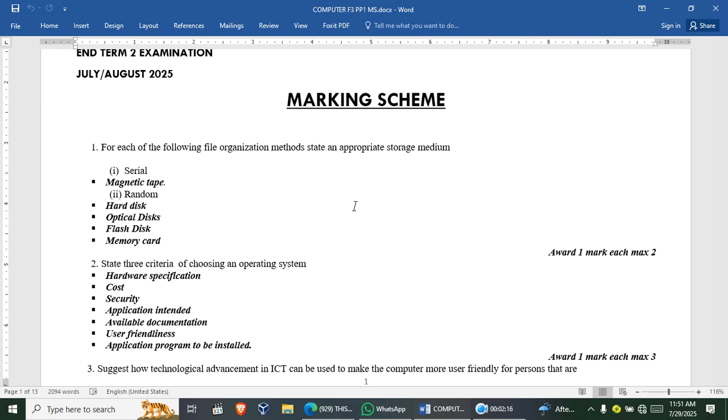Then availability of documentation. When you talk about documentation, these are the manuals. They are popularly known as manuals. They are guides that help you to operate a program. Then user friendliness. For example, when you compare the graphical user interface and command line interface, you'll notice that GUI, graphical user interfaces, are user friendly. They are easier to use compared with the command line, where you have to cram, you have to memorize the codes. Then you have application program to be installed.